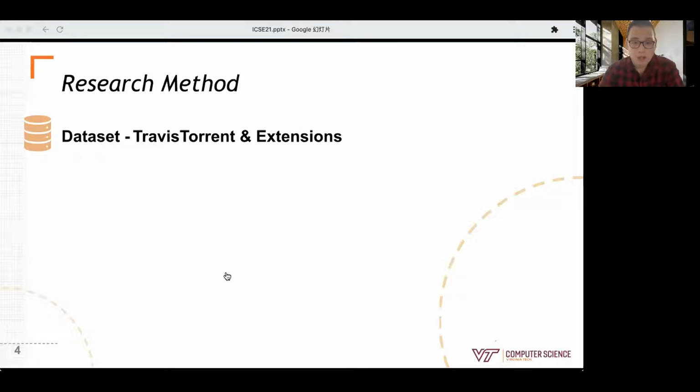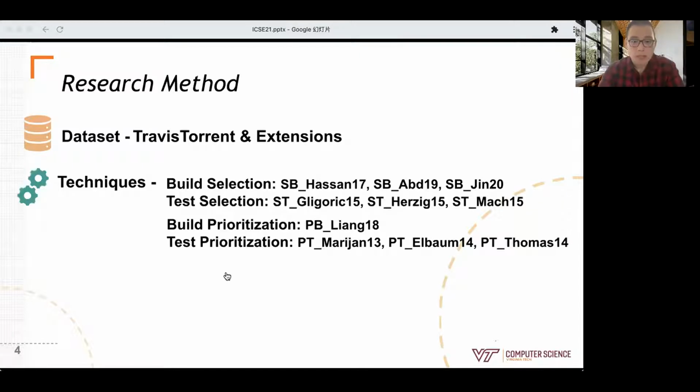Since the field of test selection is older than CI, we also searched the literature and tried to include the state-of-the-art techniques from before CI became popular. Therefore, we include in total 3 build selection approaches, 3 test selection approaches, 1 build prioritization technique, and 3 test prioritization techniques. To evaluate the strengths and weaknesses of these approaches in a comprehensive way, we included metrics of 3 dimensions.